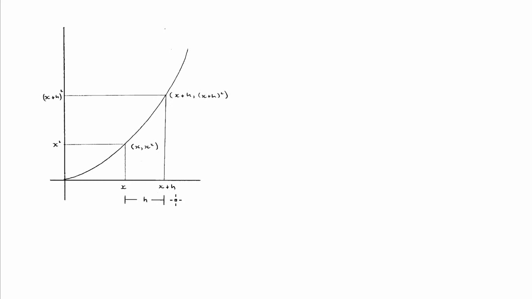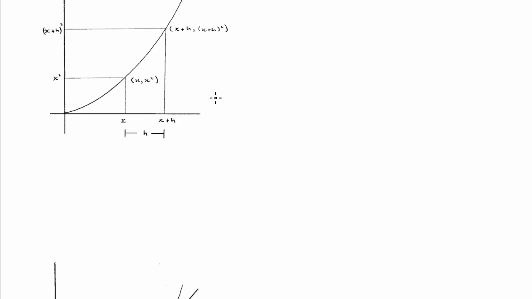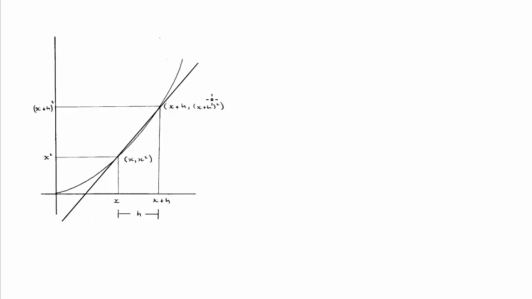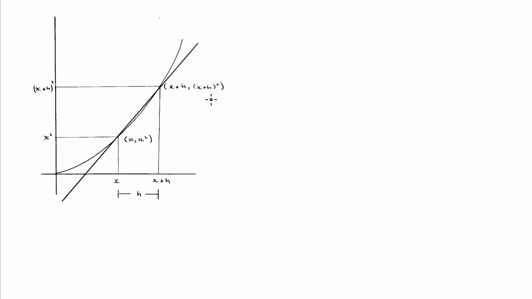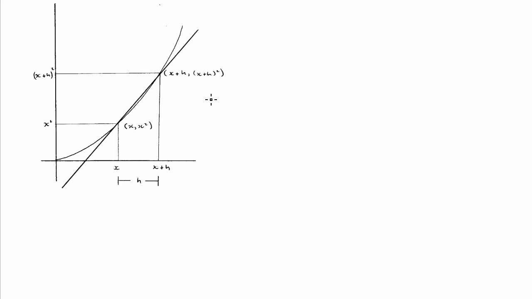Well, again, because the curve is y equals x squared, that means the corresponding y-coordinate that goes with that point is x plus h, all squared. So this point has coordinates x plus h, (x plus h) squared. And what we're going to do is draw a straight line through those 2 points. And rather than work out the gradient of the tangent at the point we started off with, we're going to work out the gradient of this straight line. Now I know that's not the gradient we actually want, but we'll worry about that later.